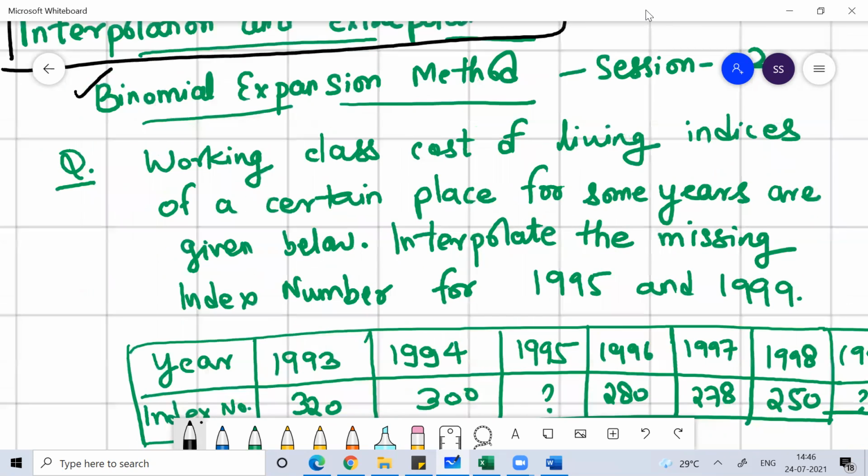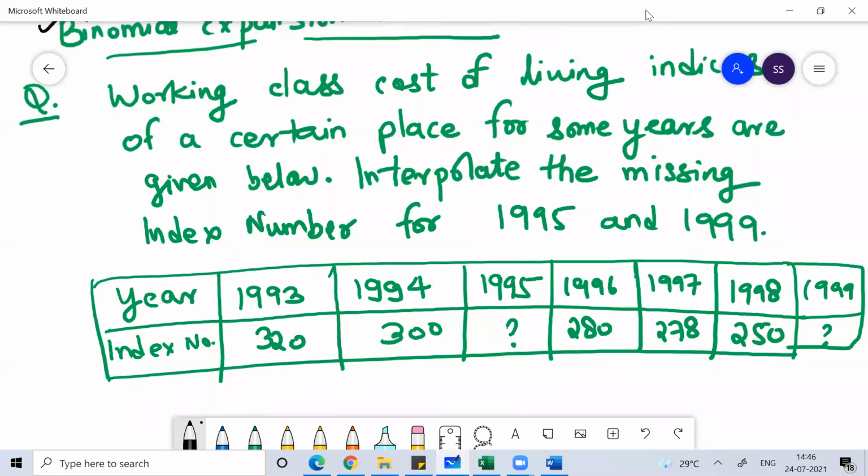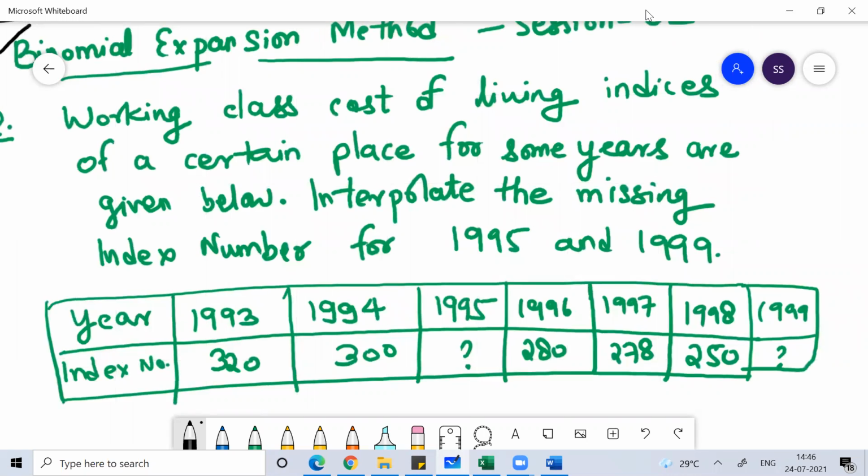So here in the binomial expansion method, yesterday I told you how we can solve it. We are going to use the same thing for solving this numerical. You can make a note of this numerical. It is all about a scenario where the working class cost of living indices of a certain place for some years are given. Interpolate the missing index number for 1985 and 1999.